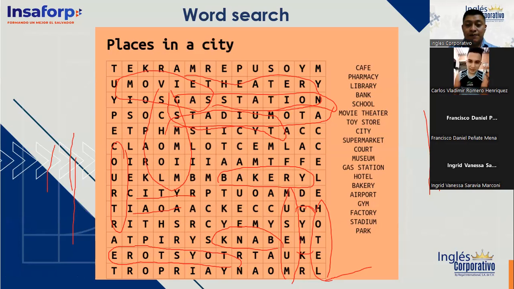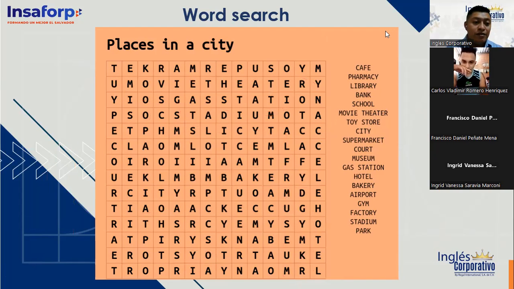Teacher, what is court? Court, la corte, yes. Okay. What is factory, teacher? Which one? Factory. Oh, factory, yes. Fábrica. That is the meaning of factory. Okay, thank you so much, you found a lot of words there. So I'm going to share this with you and you can find the other words in this. So let's continue. Okay, and now we can continue.